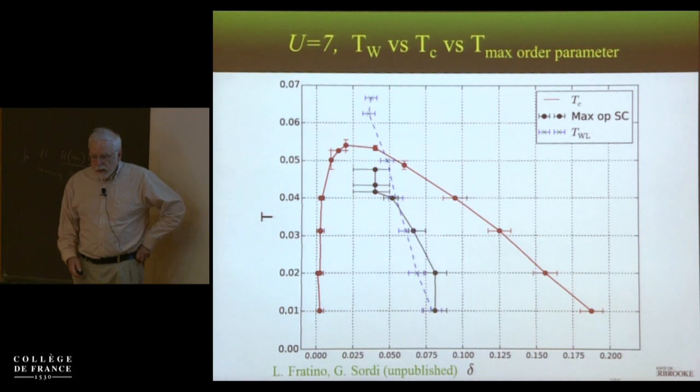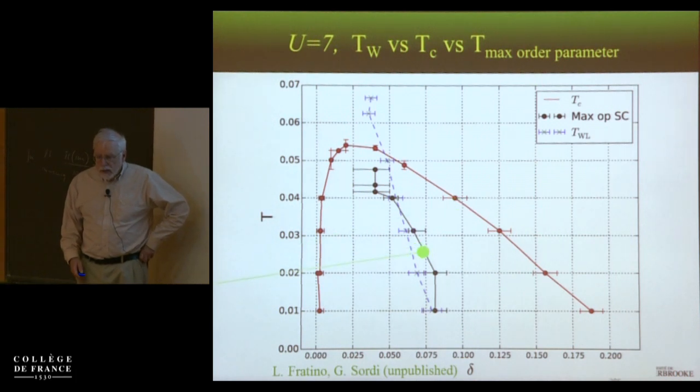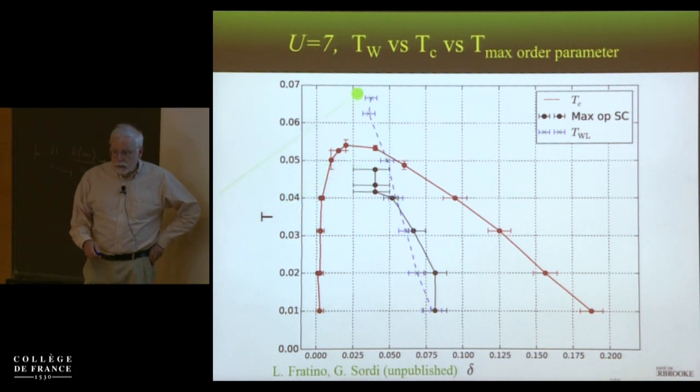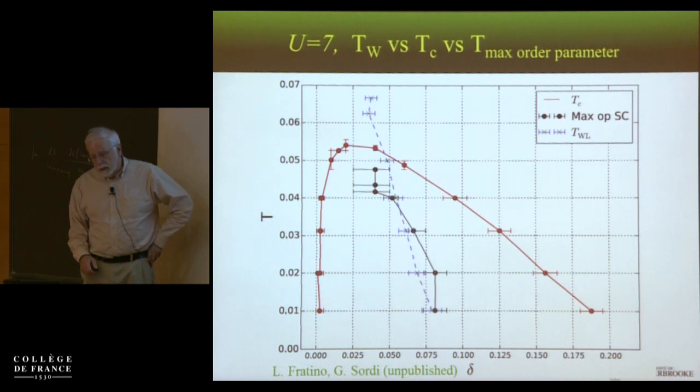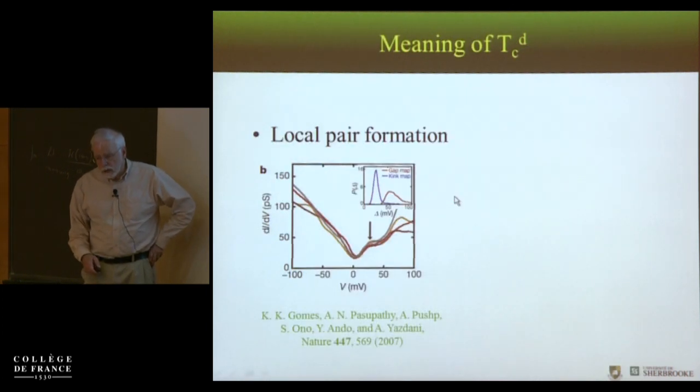And if we look at a case where we see the Widom line and the first order transition, so this would be U equals 7. This is the TC. The black spot is the maximum of the order parameter, and the dashed line is the Widom line. So the maximum does not coincide with the Widom line, but it seems to have some relation.